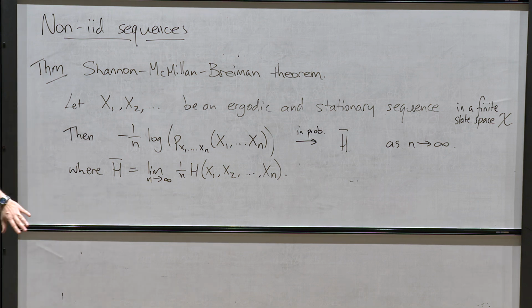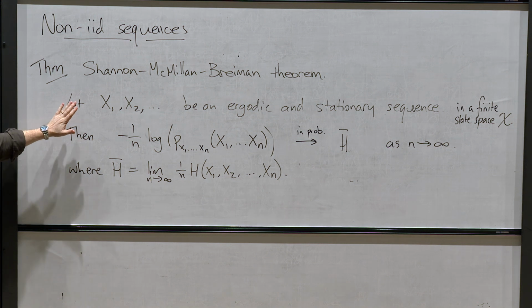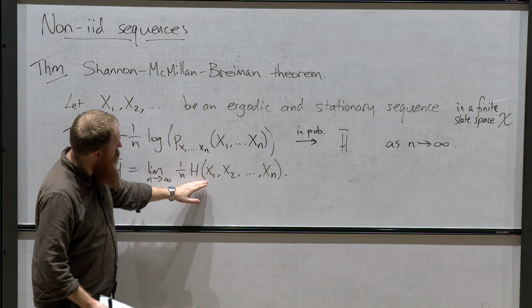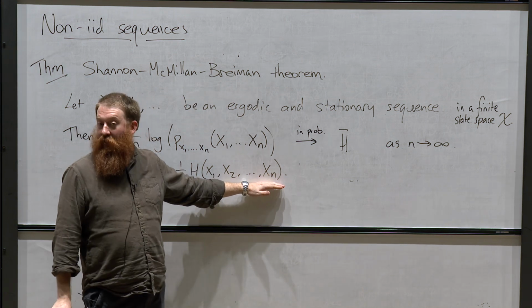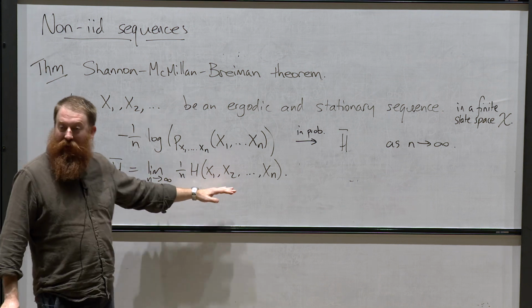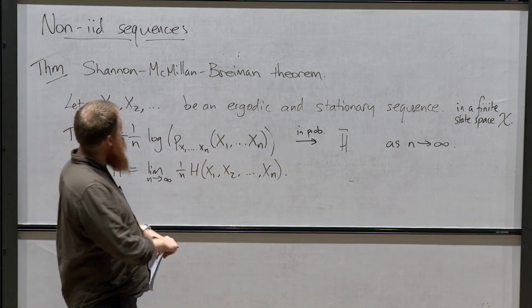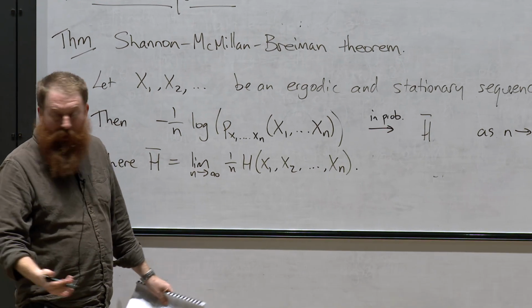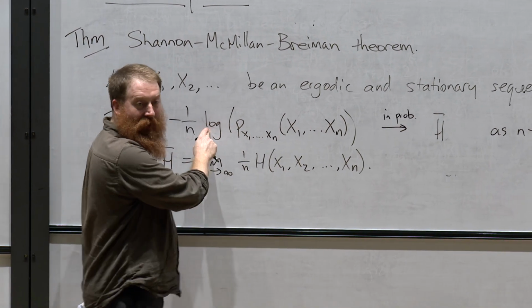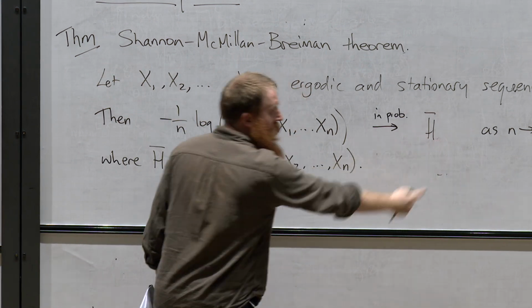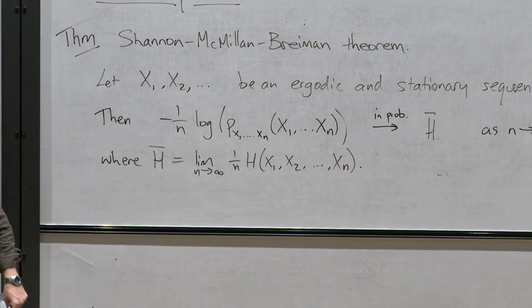Let's just take a moment and check what happens if I have IID random variables. If I have IID random variables, then the entropy of the sequence of n of them is precisely n times the entropy of each. So that cancels, and I just have h bar is the entropy. And here what do I get? Well, the probability of a sequence is just the product of the probabilities, and the log turns it into a sum. We divide by n, we get an average, and by the law of large numbers, this converges to the entropy.